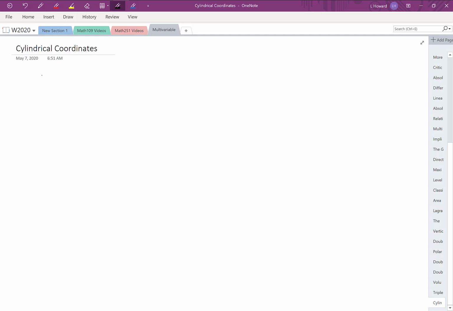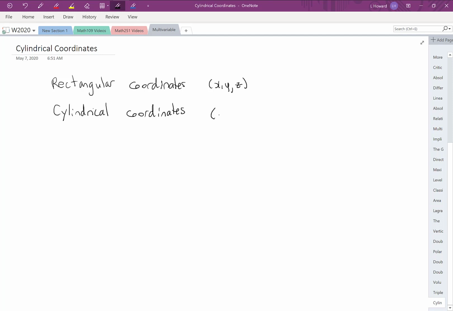In this video, we're going to talk about cylindrical coordinates. So let's go back to our rectangular coordinates, x, y, z. These are sometimes also called Cartesian coordinates. And today we're going to be looking at a different coordinate system in 3D called cylindrical coordinates. So we use coordinates r, theta, and z for cylindrical coordinates. The r and theta are the same r and theta as we would use in polar, and it's the same z as we have in rectangular coordinates.